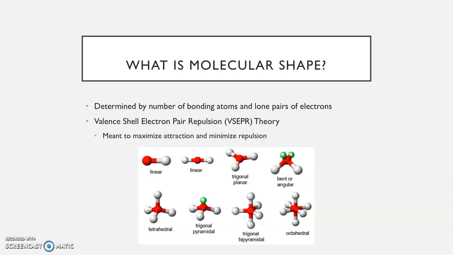Alright, so to start off, what is molecular shape and what helps to determine it? It's determined by the number of bonding atoms and lone pairs of electrons that we have around our central atom. To help explain why molecules take on the certain shape that they do, we have the valence shell electron pair repulsion theory. This theory tells us that our lone pairs of electrons and atoms are going to arrange in a way that maximizes attraction and minimizes repulsion to one another.